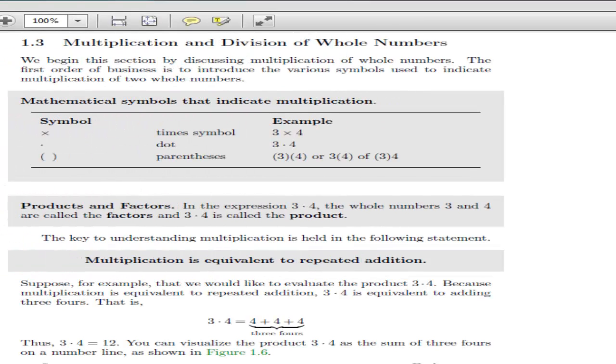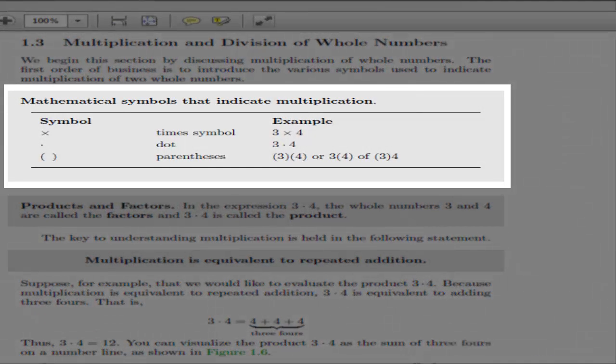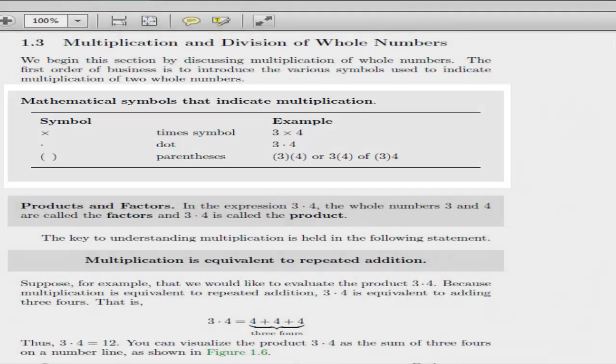Section 1.3 Multiplication and Division of Whole Numbers. We begin this section by discussing multiplication of whole numbers. The first order of business is to introduce the various symbols used to indicate multiplication of two whole numbers. So in the following table we have the mathematical symbols that indicate multiplication: the times symbol, the dot, and parentheses. Products and factors. In the expression 3 times 4, the whole numbers 3 and 4 are called the factors, and 3 times 4 is called the product.